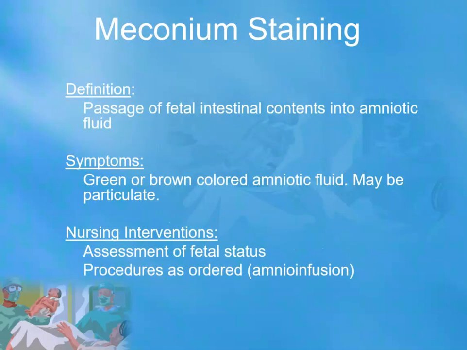We talked about meconium-stained fluid. It's passage of fetal intestinal contents in the amniotic fluid. Can be green or brown colored, may be particulate. It could be thick, could be thin. So again, we want to assess our fetal status. And then, we might want to do an amnio infusion if it's real thick meconium to thin it out. Again, it's easier to suck out the lungs with thin fluid than with that thick meconium particulate with chunks of stuff, okay? So again, we got to monitor our fetal status and definitely want to make sure they don't aspirate it.